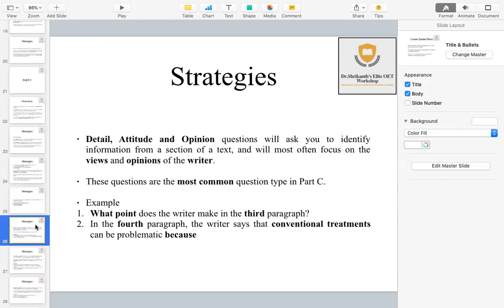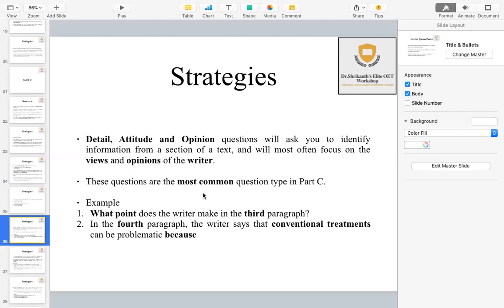The very first one we are about to discuss is the detail, attitude, and opinion question type. These questions ask you to identify information from a specific section of the text, and will most often focus on the views and opinions of the writer. That is, you have to think like the person who wrote the text, from the perspective of the author of the medical text that has been presented to you. Once you do that, it's a little easier to approach these questions.